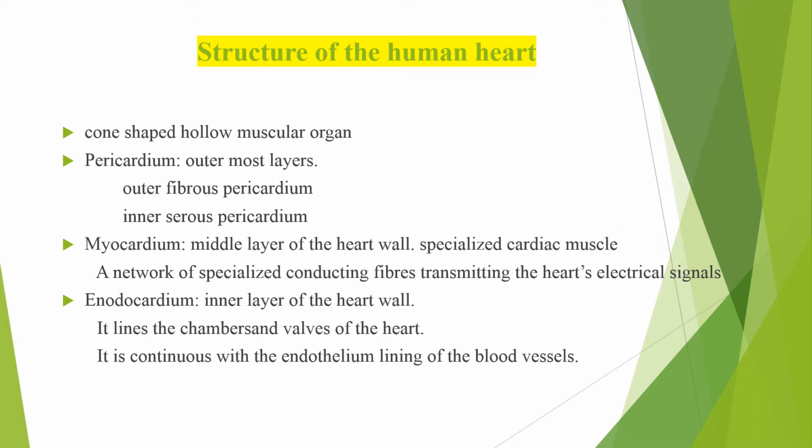If you take the layers of the heart, the outermost layer surrounding the heart is the pericardium. The outer fibrous pericardium is the outermost, and inside you have the inner serous pericardium. Between these two pericardial tissues, we have pericardial fluid.